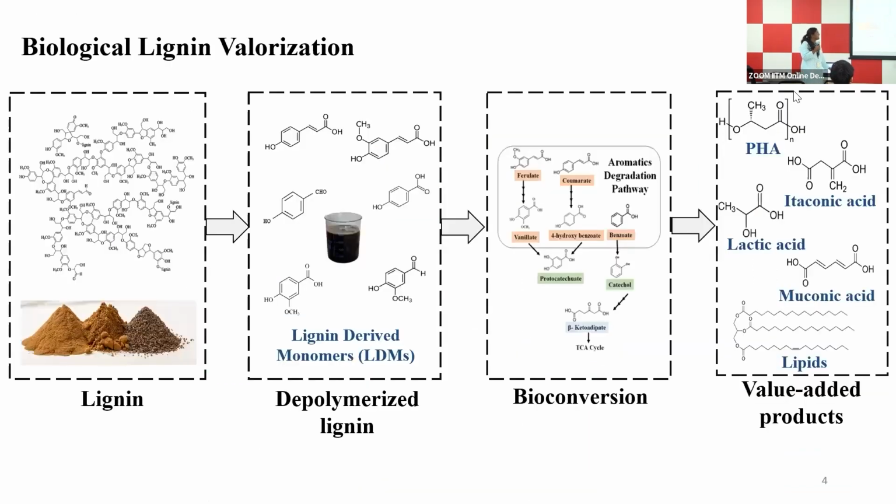So in valorization, I will be mostly focusing on this complex lignin molecule, which has a lot of aromatic compounds. We have to undergo a process called depolymerization, where we break them into small monomeric lignin-derived molecules so that it's easy for the bacteria to take up, and then it will do bioconversion with the pathways available in its metabolism for the production of value-added chemicals.